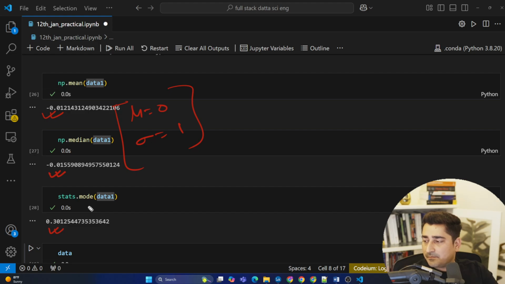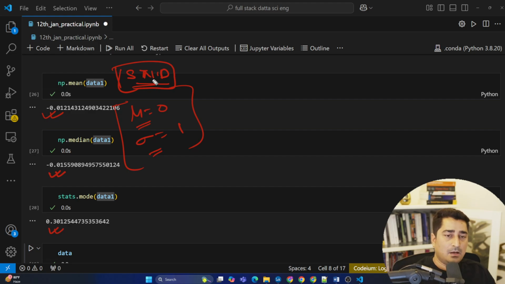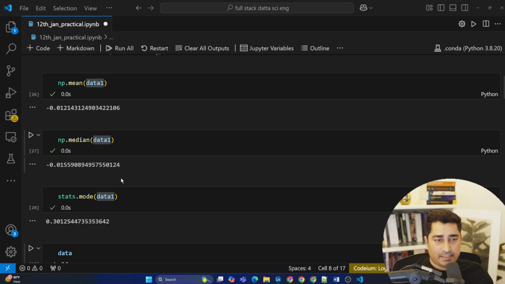Yes? Okay. So its mean, median, mode is close to this. So I can say that this data set which I have produced just now is following a standard normal distribution. So it is coming under standard normal distribution. Okay, fine. Now let's do a couple more checks on top of this data.